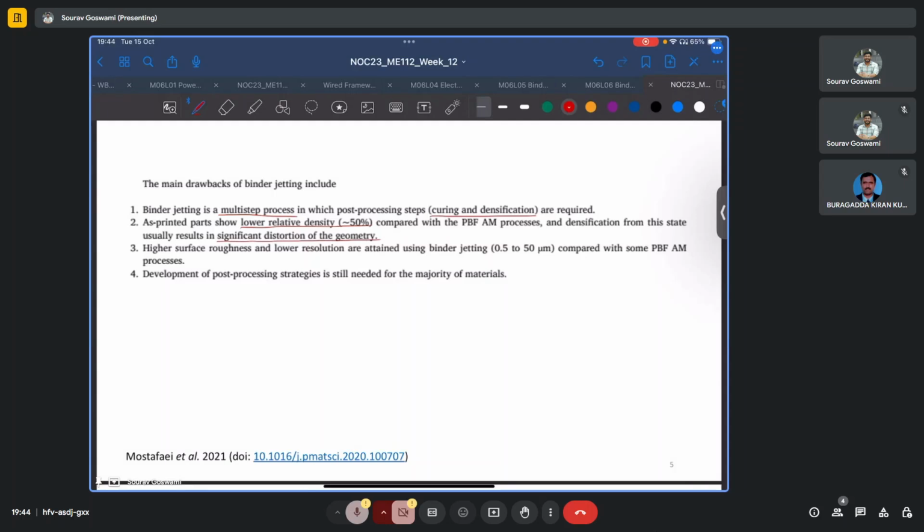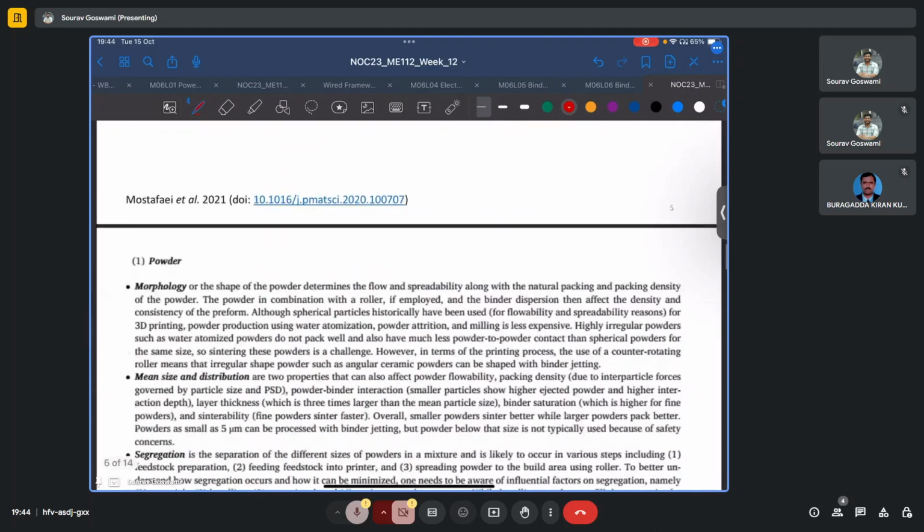Further, compared to some other PBF processes, the surface roughness can be higher while the resolution may be lower, and the development of post-processing strategies is still a work in progress for a majority of the materials.